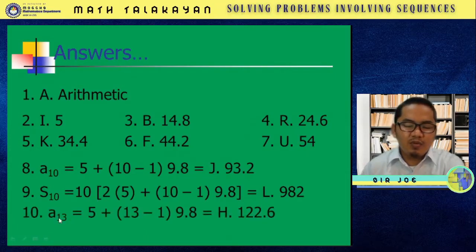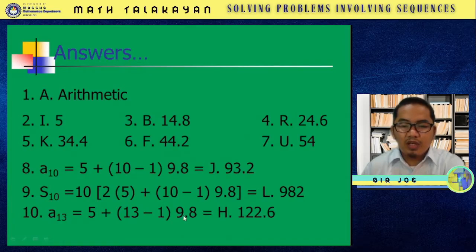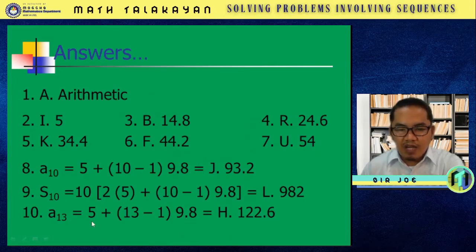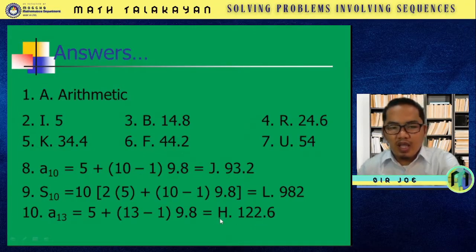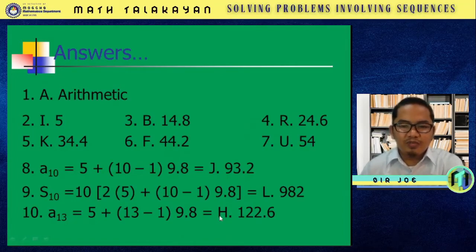And lastly, we have the 13th term, which is 5 plus 13 minus 1 times the quantity of 9.8. 12 times 9.8 plus 5 is equal to 122.6, which is letter H. Alright, very good.